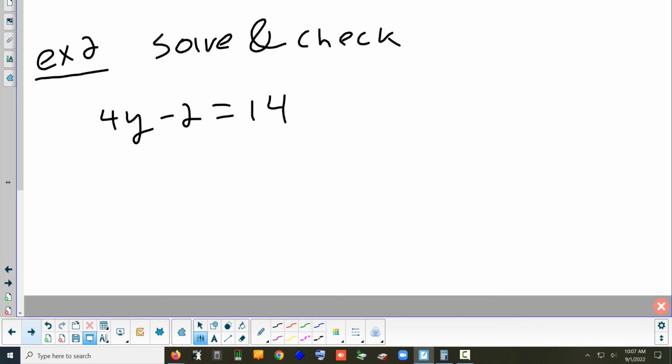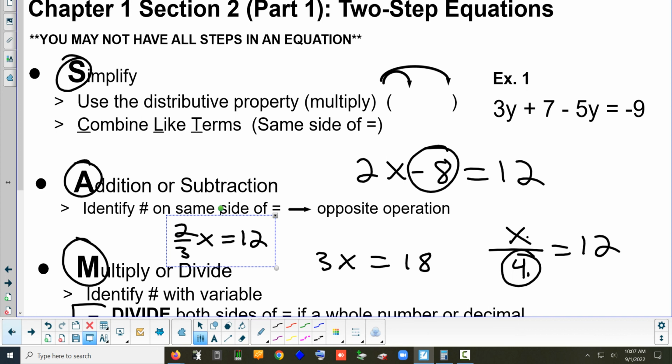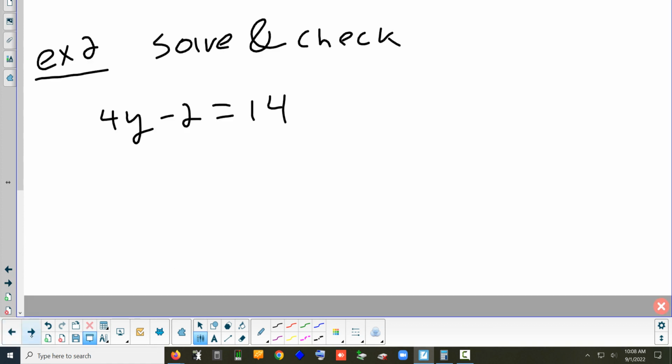Do we have like terms on the same side of the equal sign here? No. Like terms would look like this. You have two different terms that have the same variable that need to be combined into one. So in that case, there are like terms to combine. In this case, there are not. This one has a y and this one doesn't. So simplify is done. There was nothing to do in this problem under that step. What's the next step after simplify?